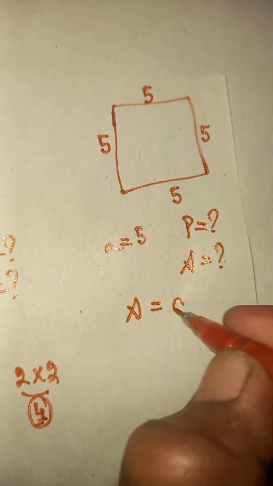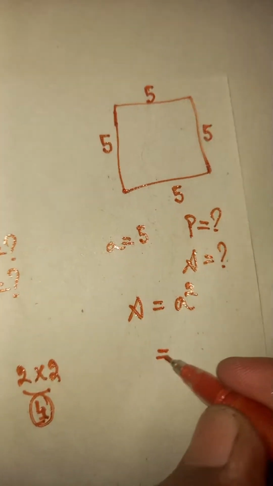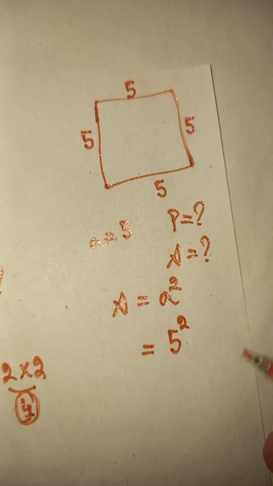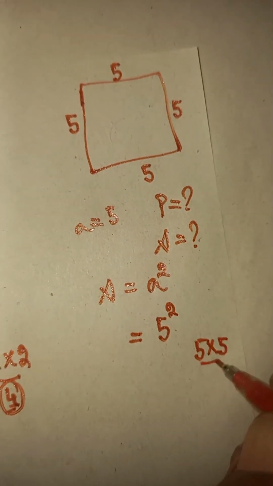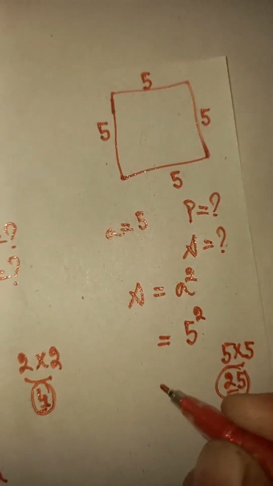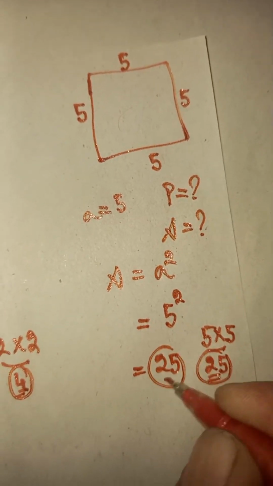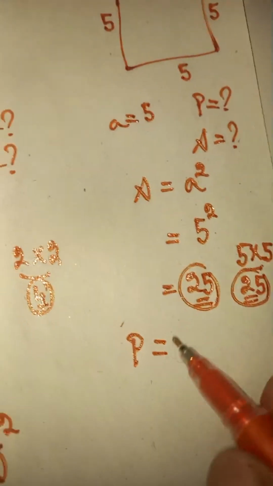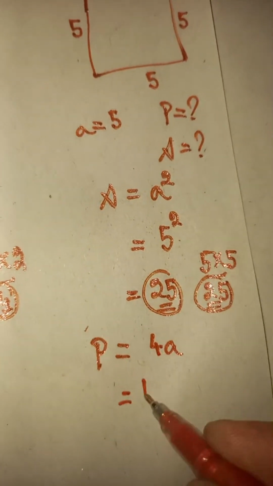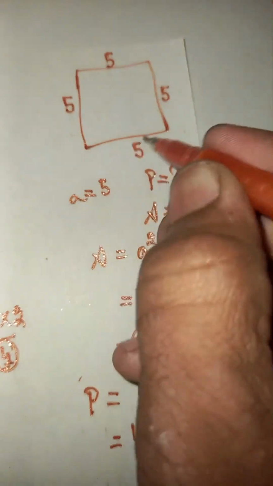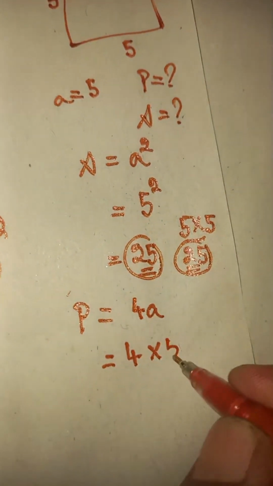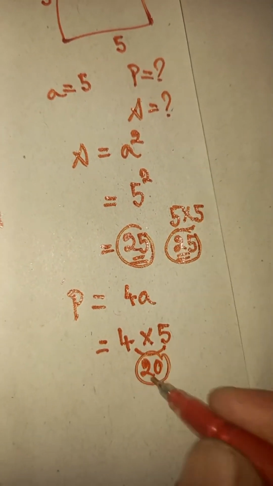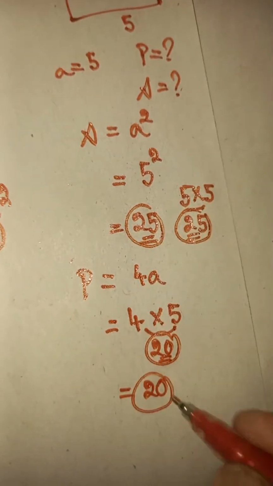Area of the square is side length squared, a squared, that is going to become 5 squared. 5 times 5 is 25, so this is going to become 25 square units. Now the perimeter of the square can be written like this: perimeter is 4 times the side length, that is 4 times 5 units. 4 times 5 is 20, so this is going to become 20 units.